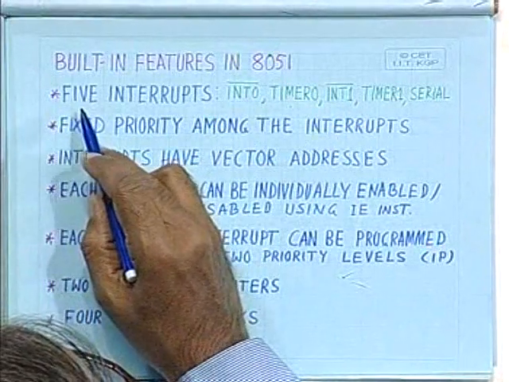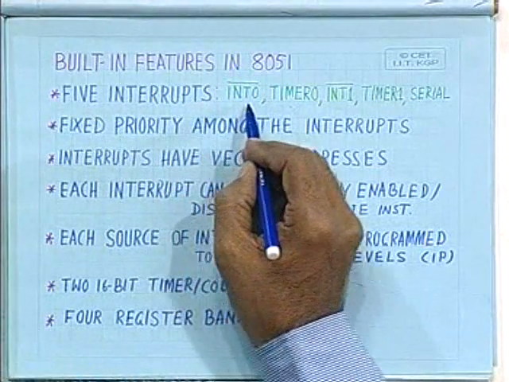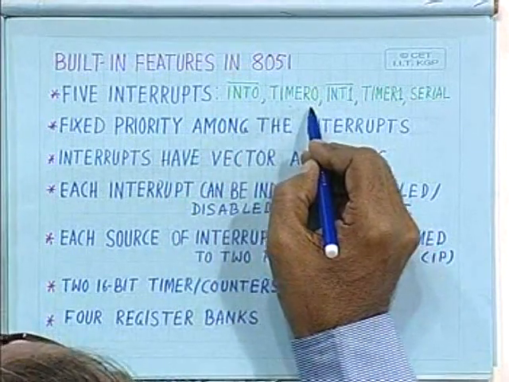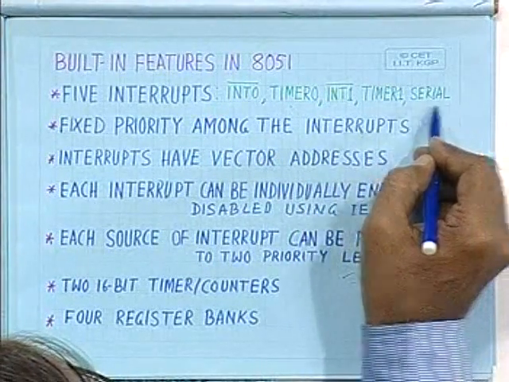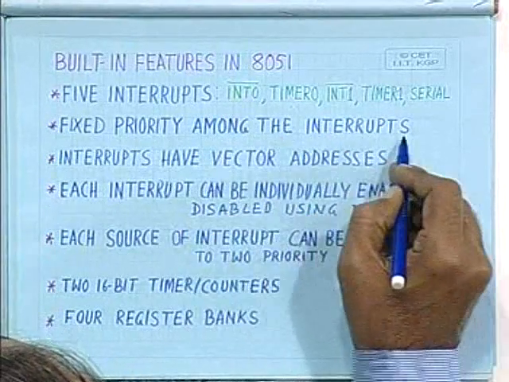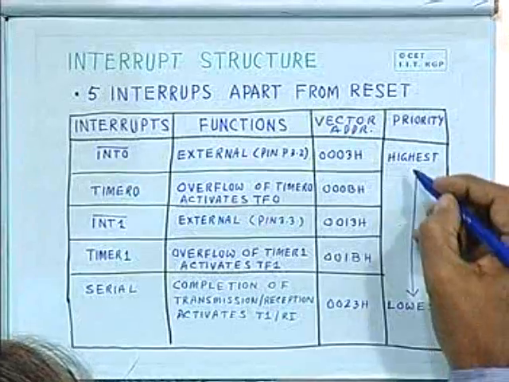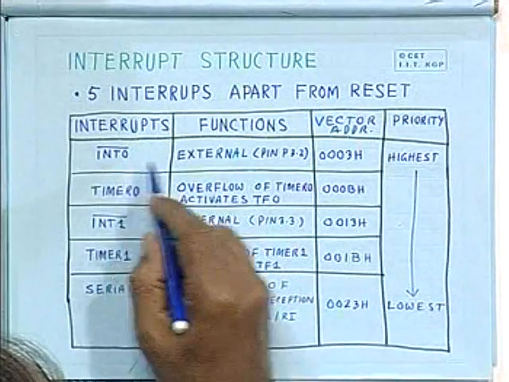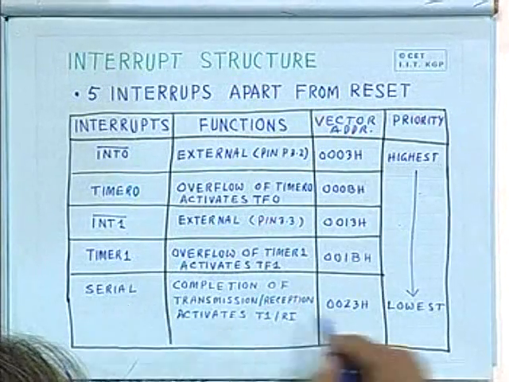As you know, there are 5 interrupts available in 8051: interrupt 0, timer 0, interrupt 1, timer 1, and serial port. These interrupts have fixed priority among them. As we know, these are the priority levels. Interrupt 0 has the highest priority, then timer 0 the next highest, and serial has the lowest priority.